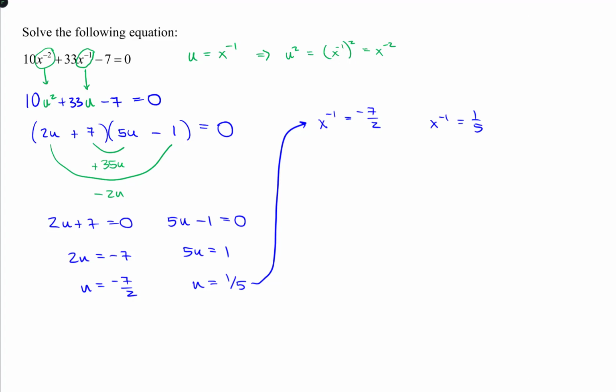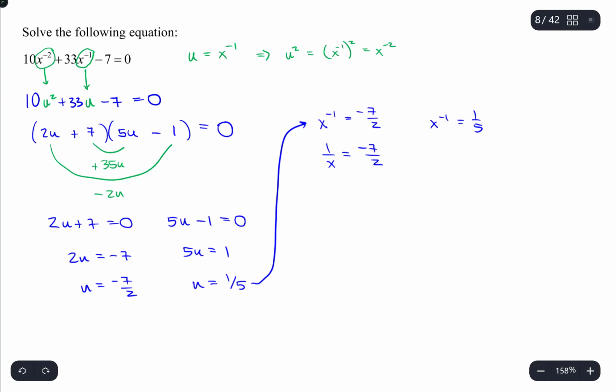All right, to solve these, I would have x to the negative 1 is 1 over x. So 1 over x equals negative 7 halves, which is a proportion, and you can solve by cross multiplication. So x times negative 7 is negative 7x equals 2, since 2 times 1 is 2. Or x equals negative 2/7.